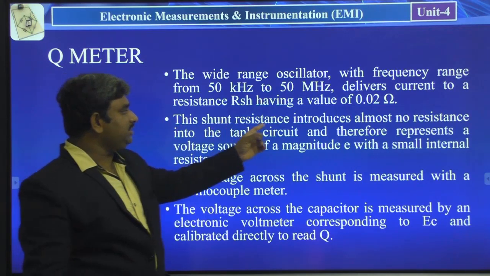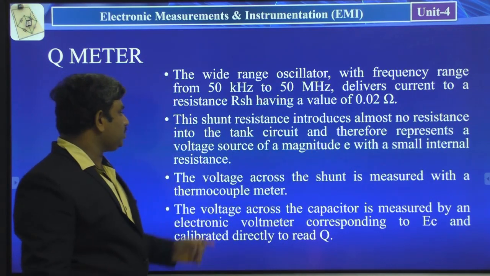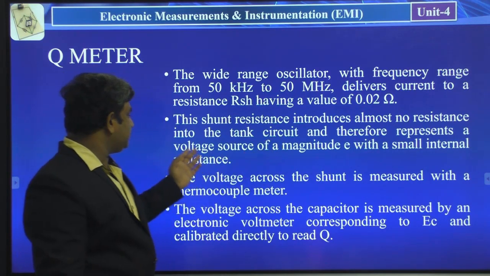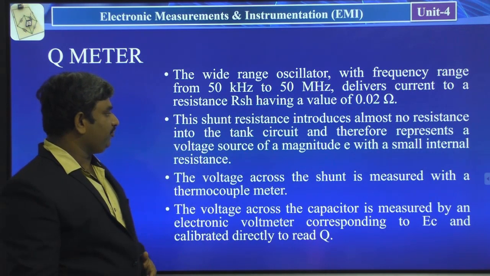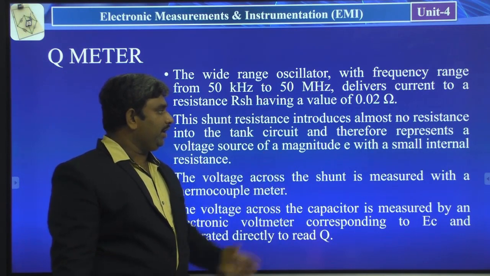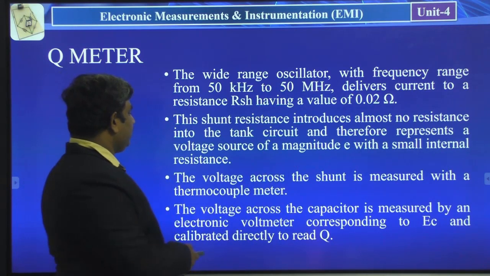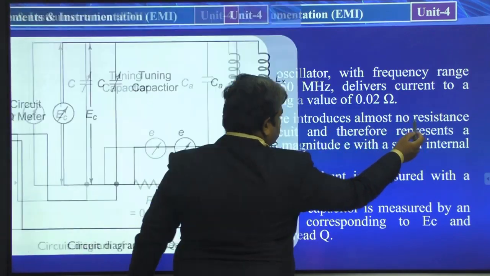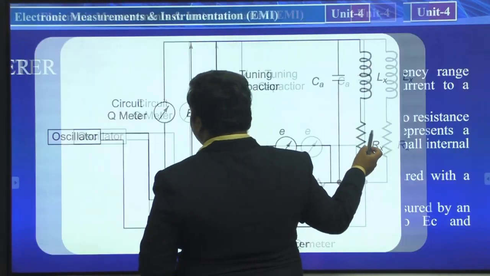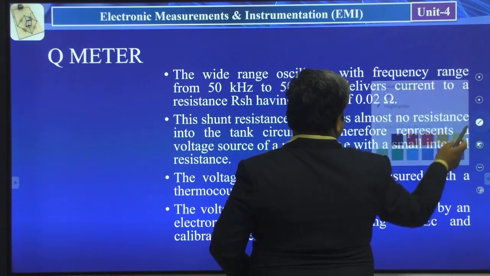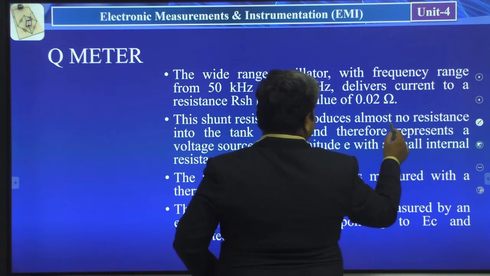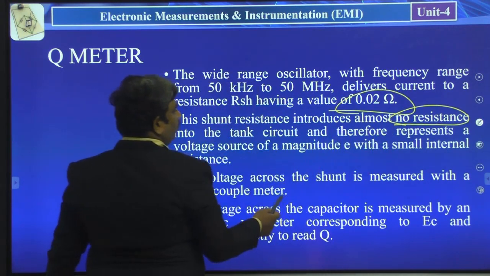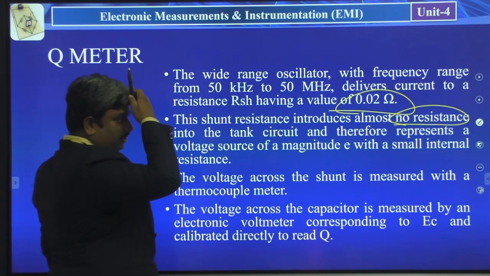Next, the shunt resistance introduces almost no resistance into the tank circuit, and therefore represents a voltage source of a magnitude E with a small internal resistance. See here, the shunt resistance introduces almost no resistance. Here the shunt resistance value is 0.02 ohms. That means there is almost no resistance.